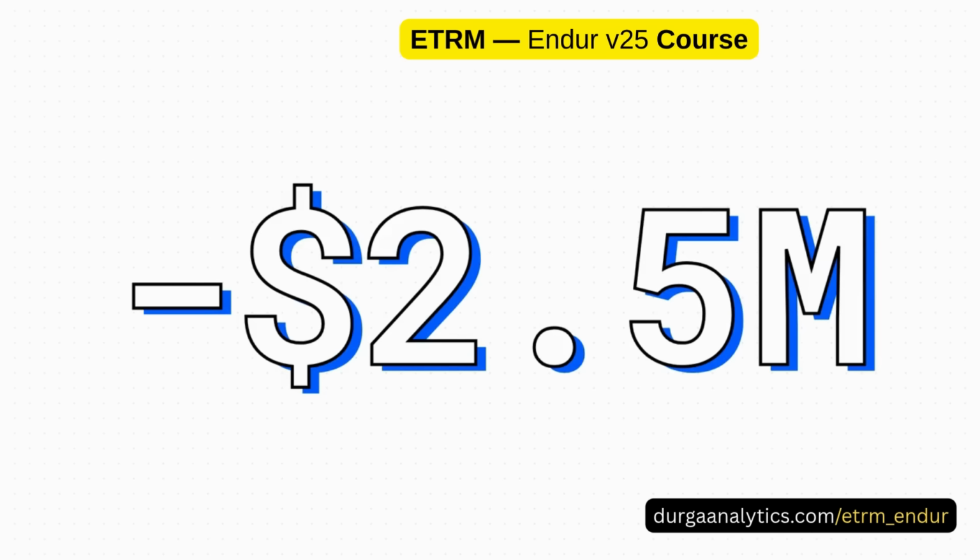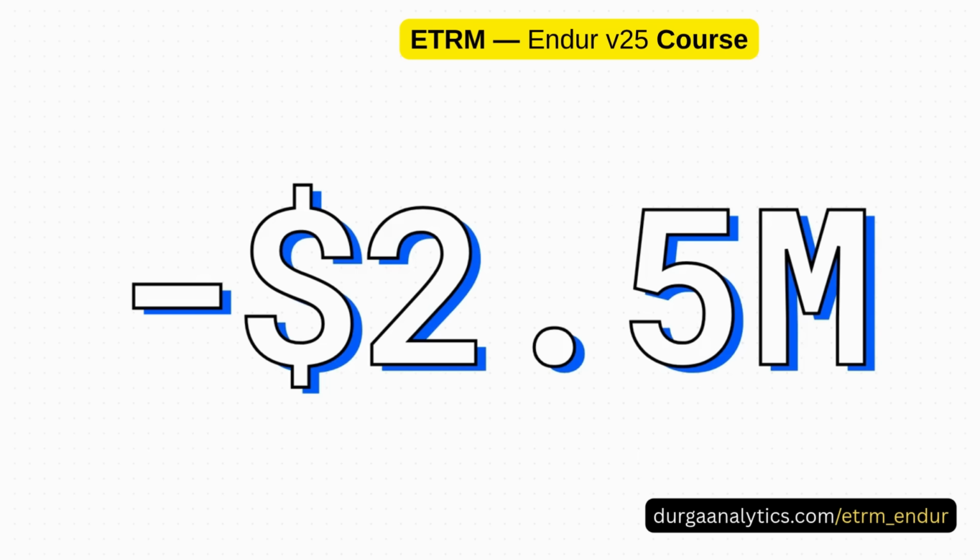Now, you might ask, why is this so crucial? Let me paint a picture for you with a real-world example. Imagine a portfolio of Brent crude oil swaps. The market moves, just a seemingly minor 3% drop in the price of Brent, and suddenly the mark-to-market value of that portfolio plummets by $2.5 million.